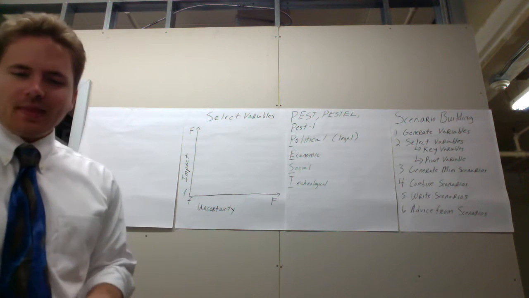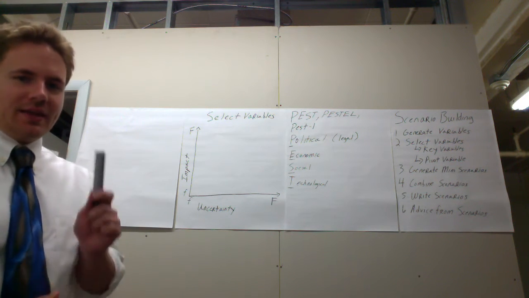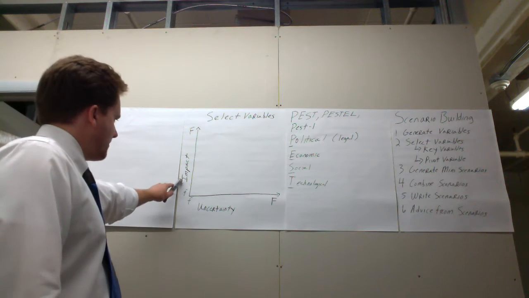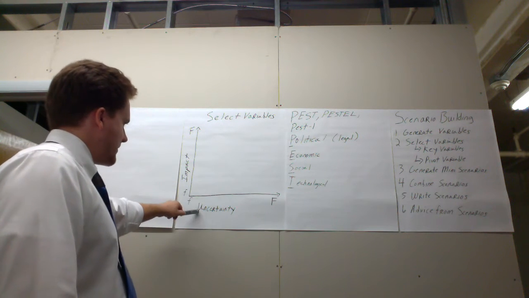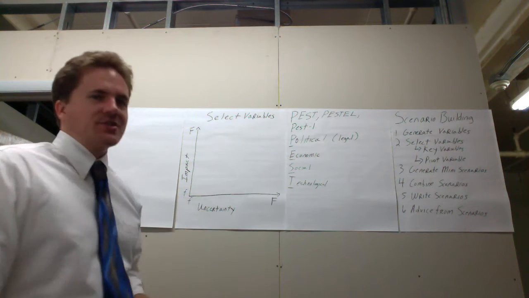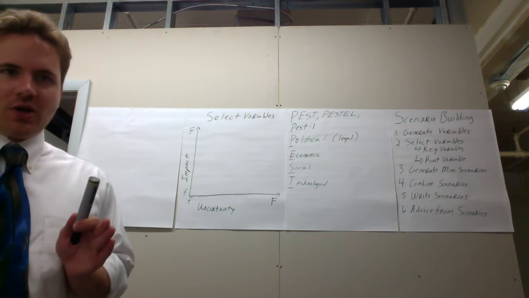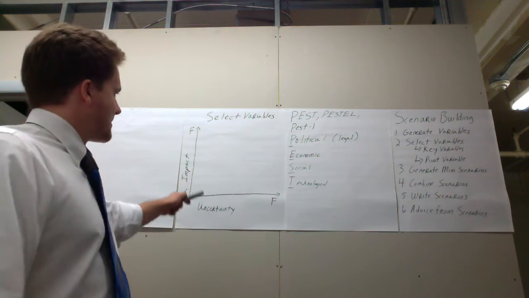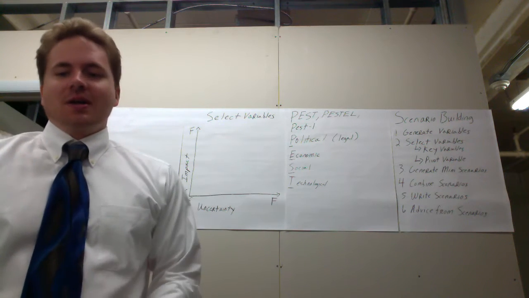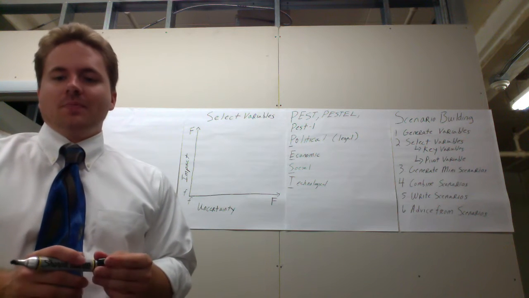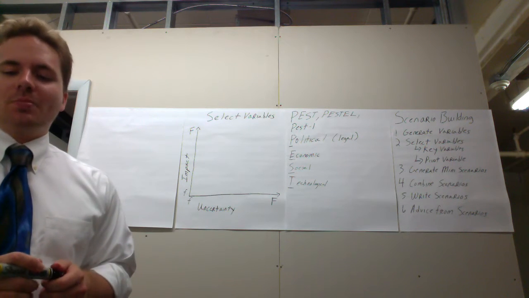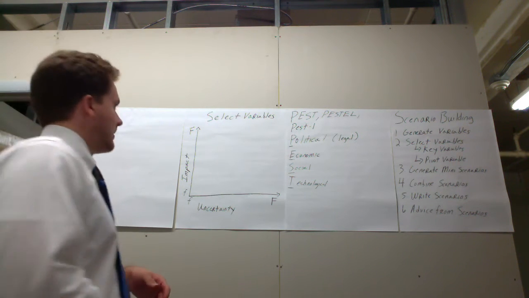I'd like to add also that you can put impact here. You can switch these. Some people say instead of uncertainty, they'll say certainty. Whatever. As long as you've specified it, you're good to go. Just remember, if you start messing with the axes, your variables will cluster in different places. Okay, so let's start off, and we'll populate our chart.